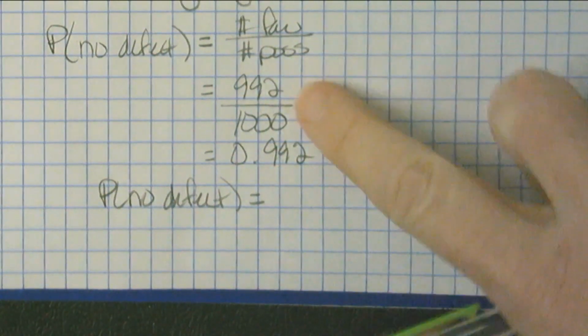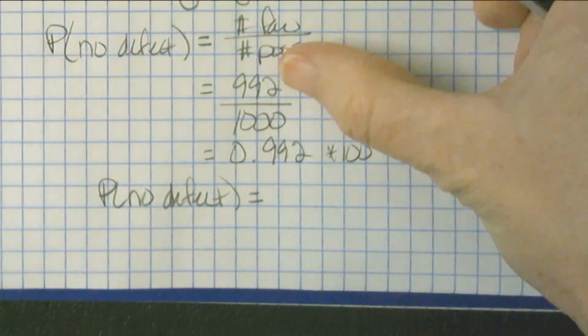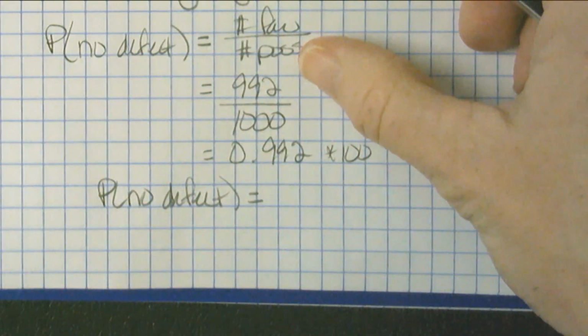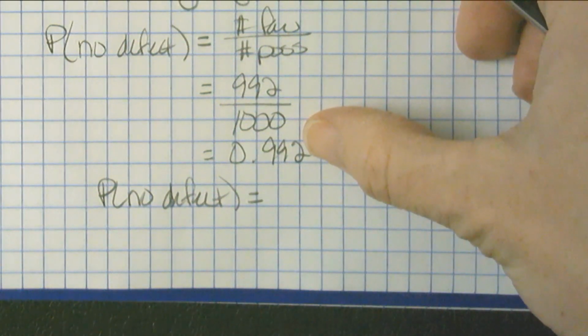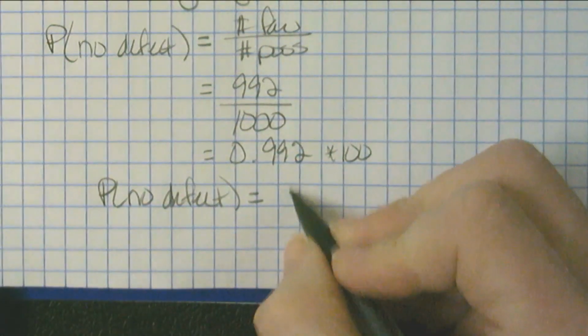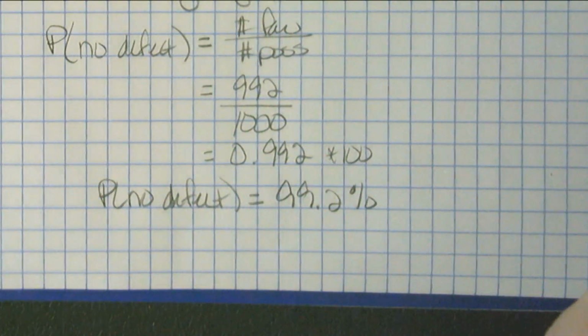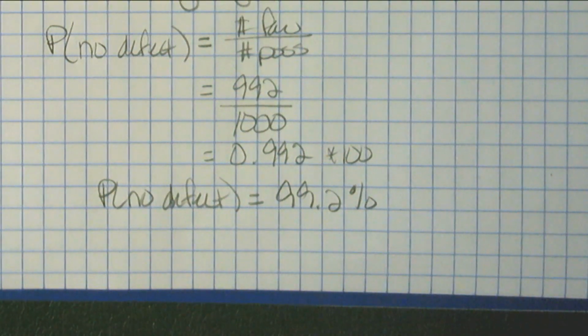Okay, put your hands down. Serena, look at this fraction. It's 992 over 1,000. So this says 992 divided by 1,000. So what should it be? Excellent. So 99.2%. Remember, it's always your numerator divided by your denominator. Questions on that?